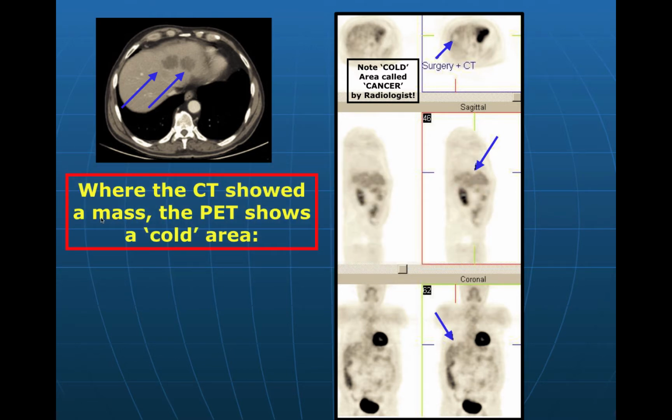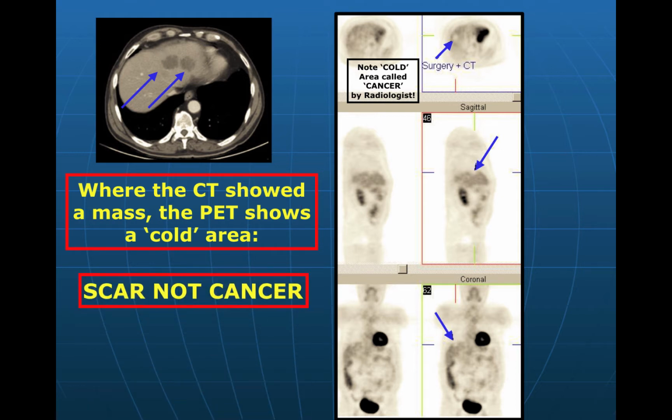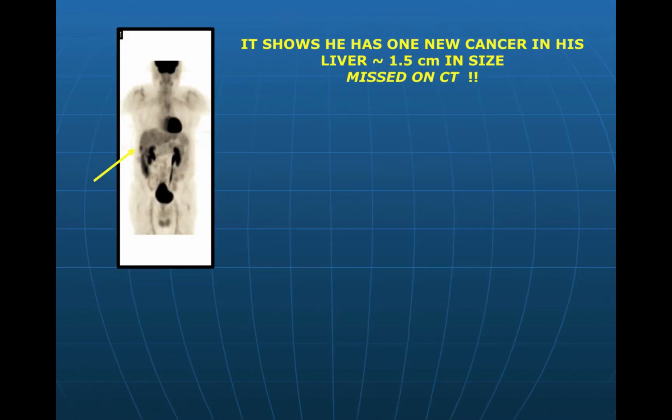And remember, a CT has zero ability to determine what the physiology is or what's going on there. But the PET shows a cold area. This clearly is scar and not cancer. But in addition, it shows this little new 1.5 centimeter finding, which is a new metastasis to his liver, and this was actually missed on the CT. Not that it would have made any difference because they'd said he was terminal anyway.